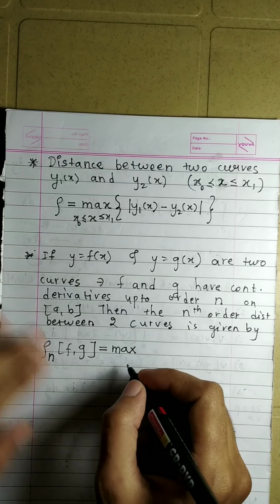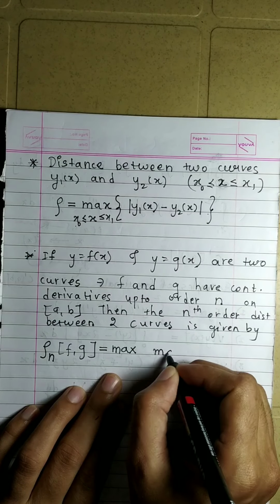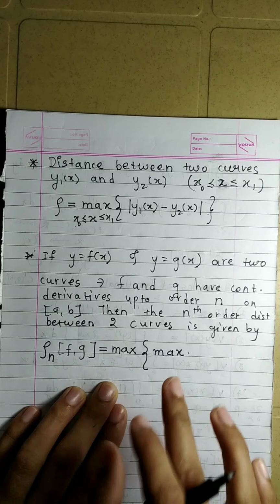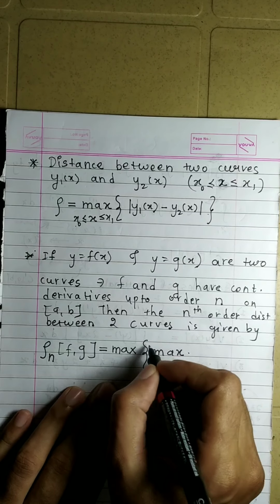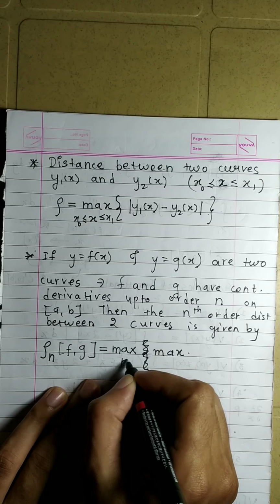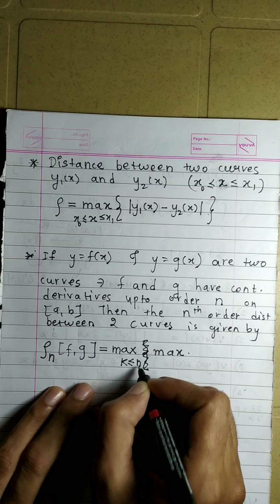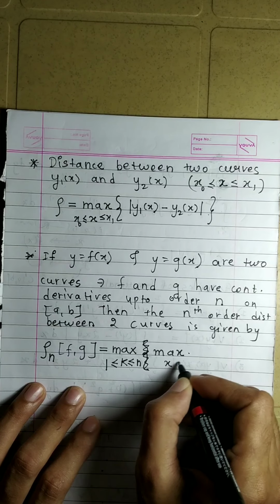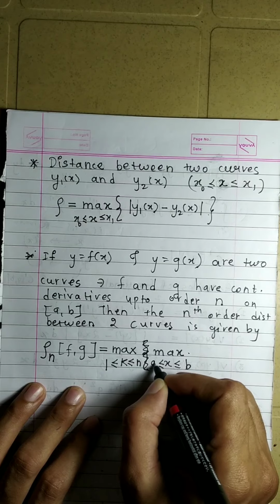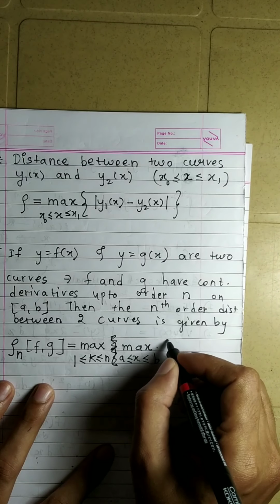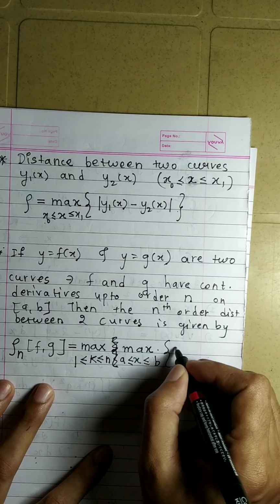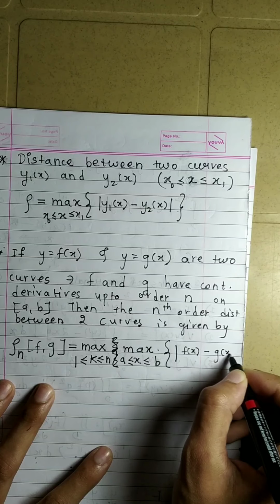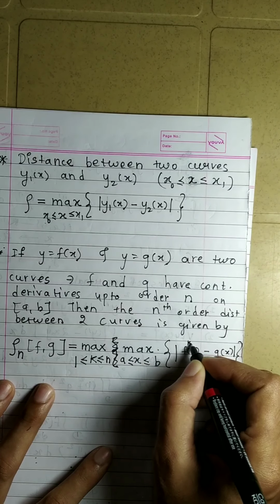maximum of, so here this maximum will remain, and then there will be two maximums. In fact, k is between 1 and n, and here x is between a and b, and it will be the maximum of |f^(k) of x minus g^(k) of x|, and here it is k.